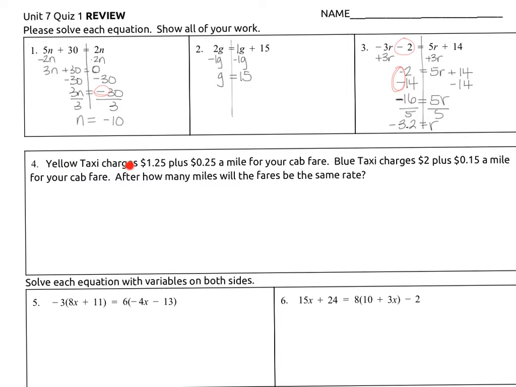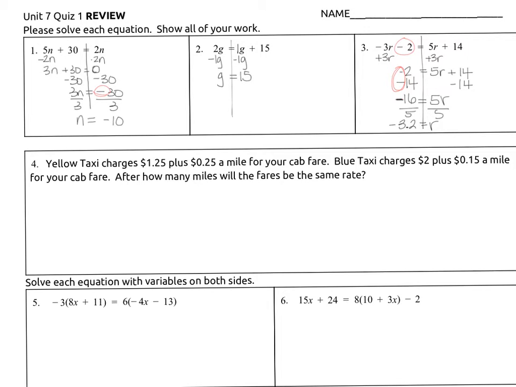Yellow taxi charges $1.25 plus 25 cents a mile for your cab fare. Blue taxi charges $2 plus 15 cents a mile for your cab fare. After how many miles will the fares be the same rate?